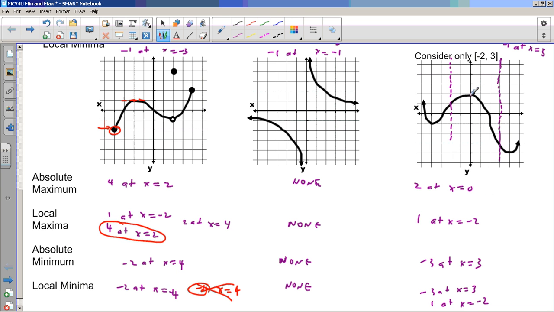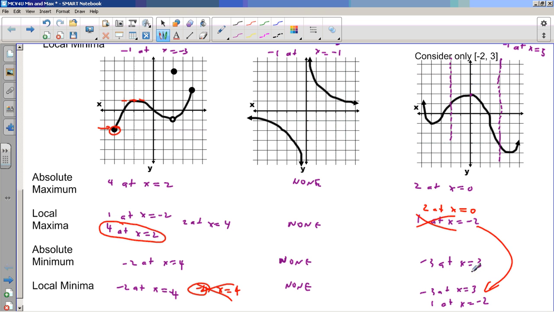So the absolute maximum was right there, and that happened to occur at a horizontal tangent when the derivative is 0. But the local maxima is this one. Local maximum 1 at minus 2. Oh, that's not it. That should have been down here, right? 1 at minus 2. See, I did catch my mistake. The odd times I do. The only maximum here, the only local maximum is at that one that we identified there.